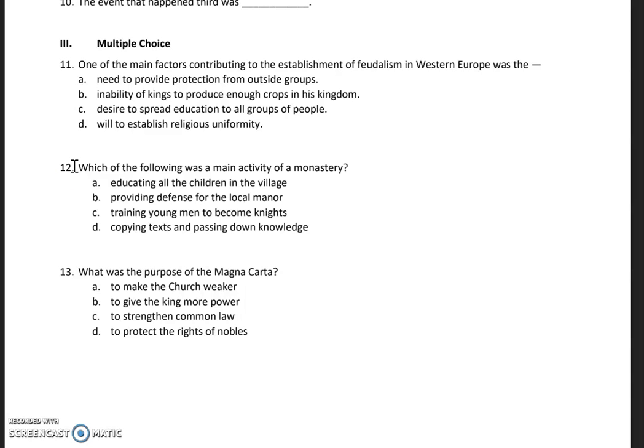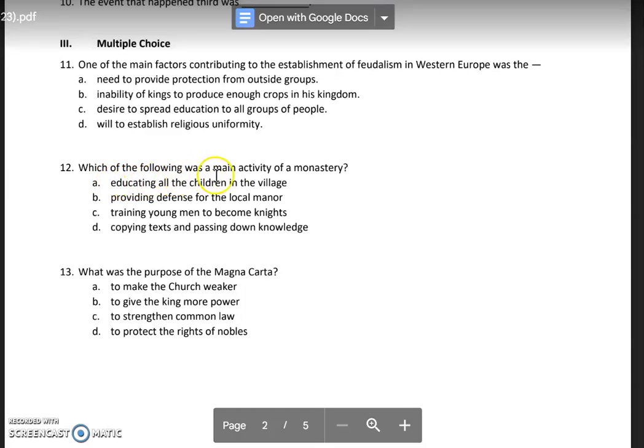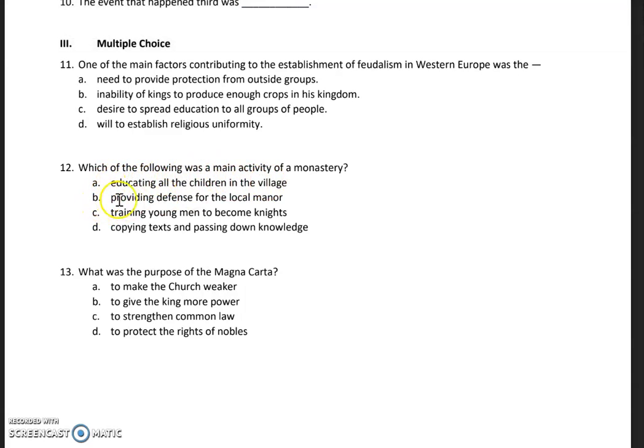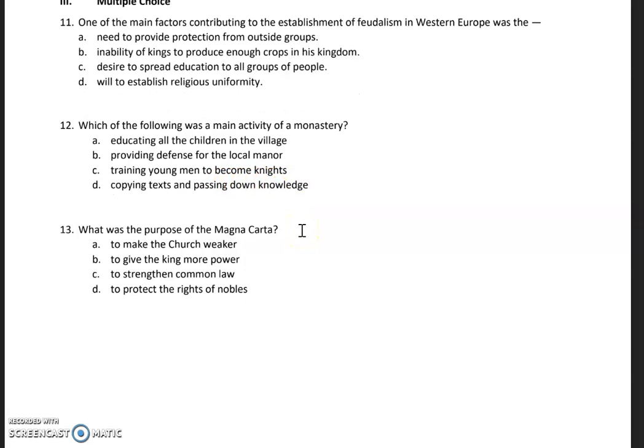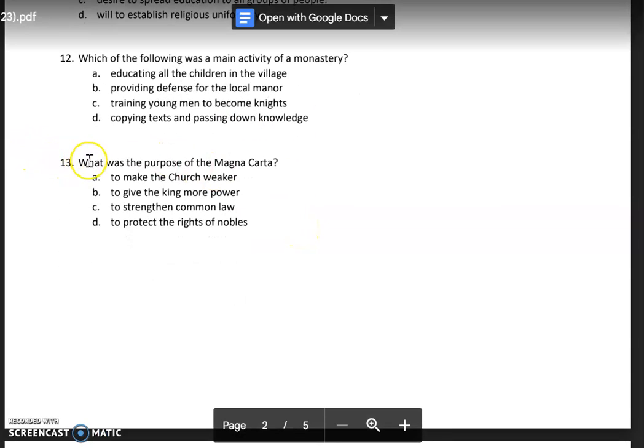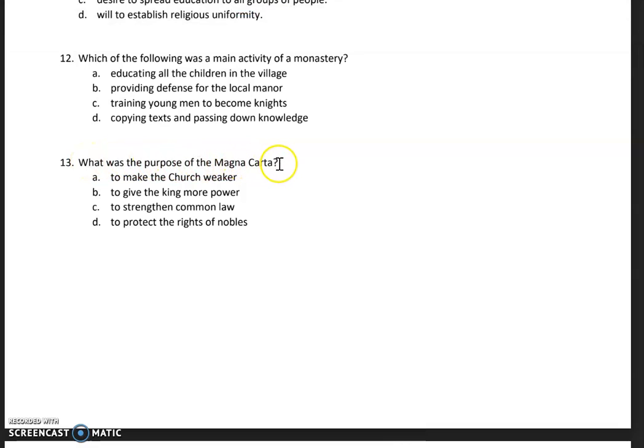Number 12, which of the following was a main activity of a monastery? A, educating all the children in the village. B, providing defense for the local manor. C, training young men to become knights. D, copying text and passing down knowledge. Number 13, what was the purpose of the Magna Carta? A, to make the church weaker. B, to give the king more power. C, to strengthen common law. D, to protect the rights of nobles.